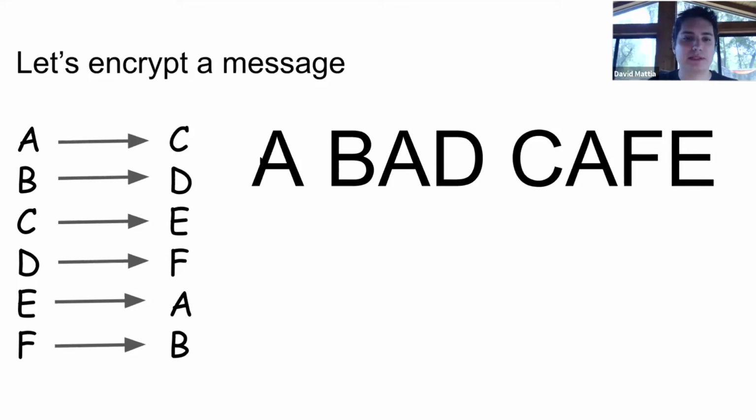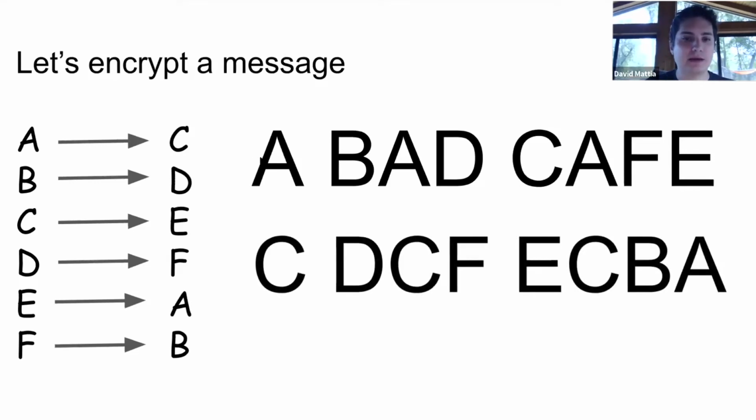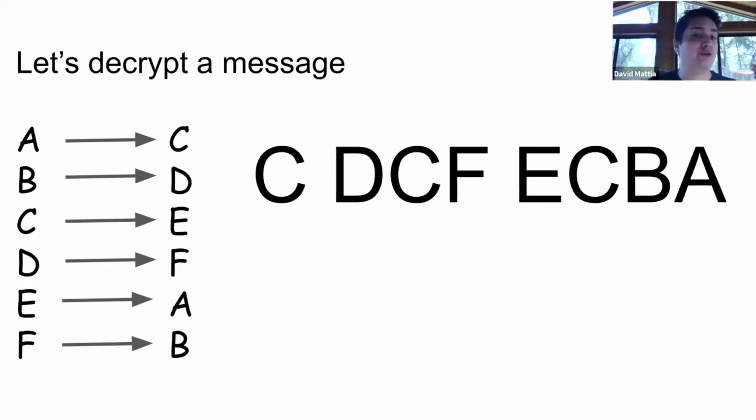So A would become C, B would become D, the next A would become a C again, and you would end up converting "a bad cafe" into the message "Kadikafa Ekaba," which makes no sense unless somebody knows specifically how to decrypt that message, which is the process of going back to "a bad cafe." Well, how do you do that?